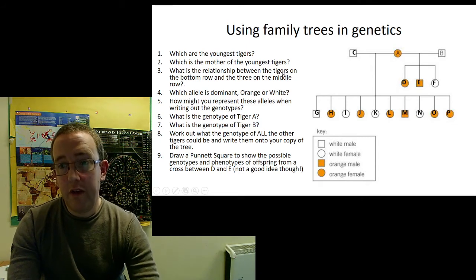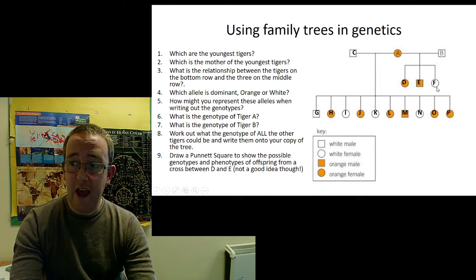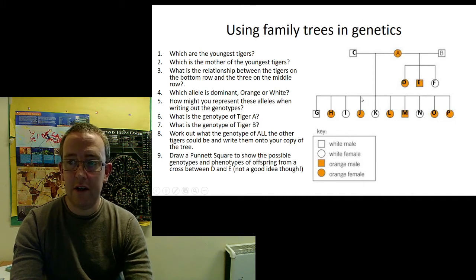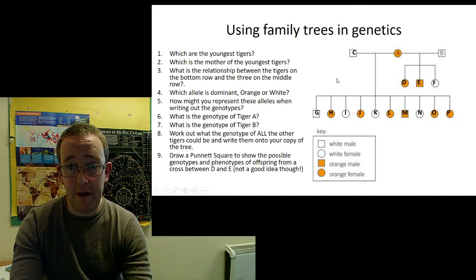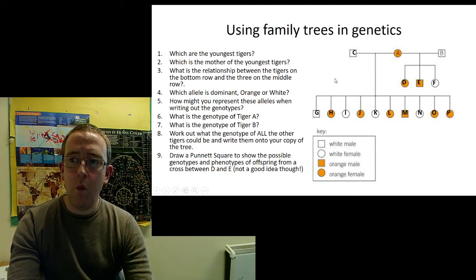Okay, what's the relationship between the tigers on the bottom row? So these ones, G through P, and these ones D through F. Well, they are siblings. They're brothers and sisters. Okay, if you see this kind of sort of comb-like affair, they are brothers and sisters. They're siblings.